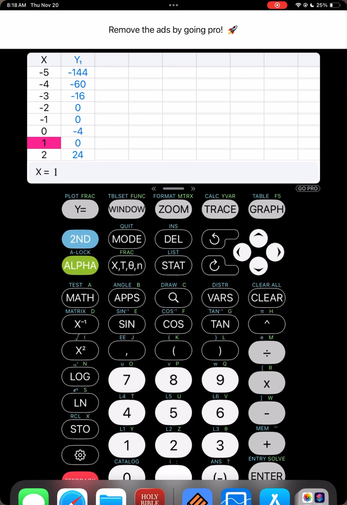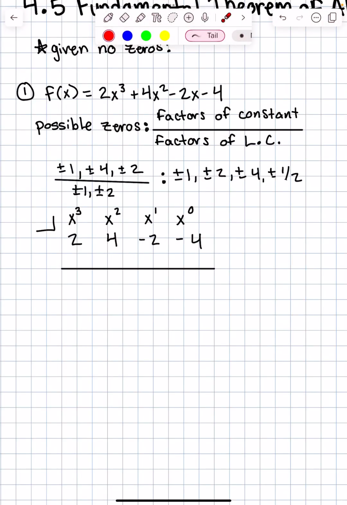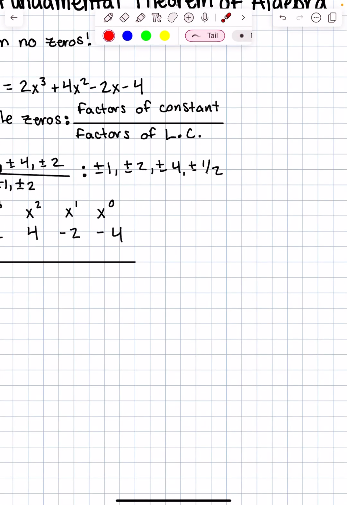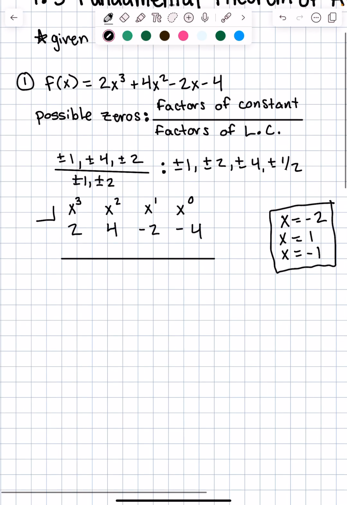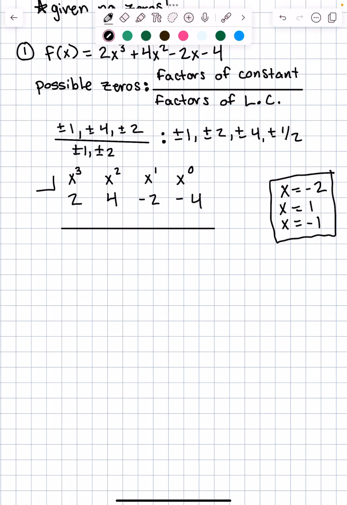So let's go back to our notes here. We already know that x is equal to -2, x is equal to 1, and x is equal to -1. But we're not totally off the hook because we have to prove our answers. So let's just plug in one of these numbers in this box and start doing synthetic division. Let's plug in -2.